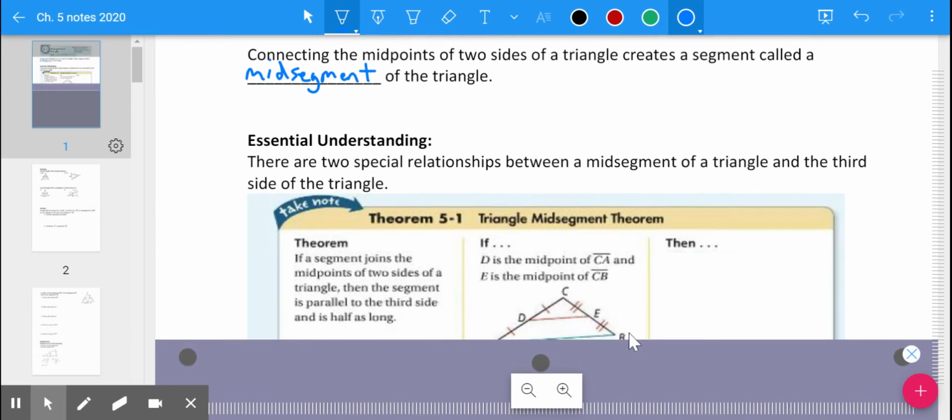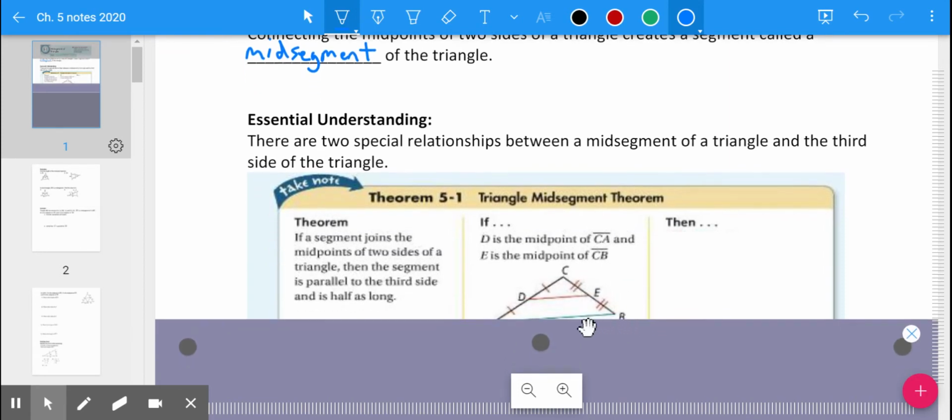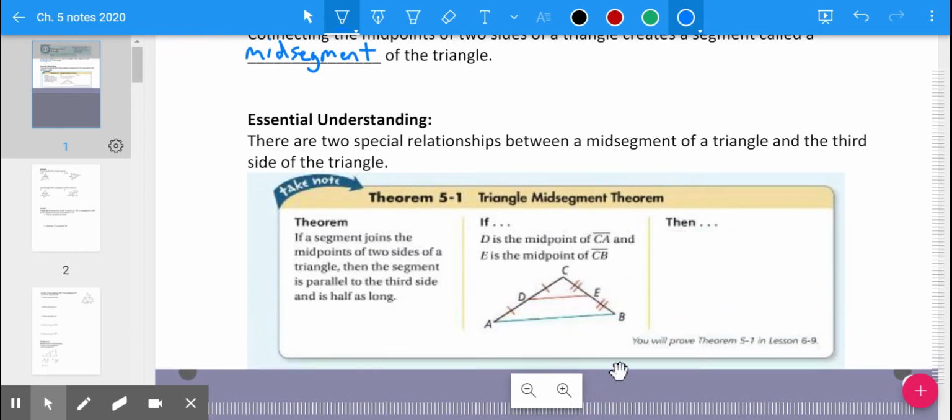Now there's a theorem here that deals with mid-segments. Theorem 5.1, the first theorem for this chapter, says there are two special relationships between the mid-segment of the triangle and the third side of a triangle. So here's the two relationships. It says if a segment joins the midpoints of two sides, in other words, it's the mid-segment, then the segment is parallel to the third side.